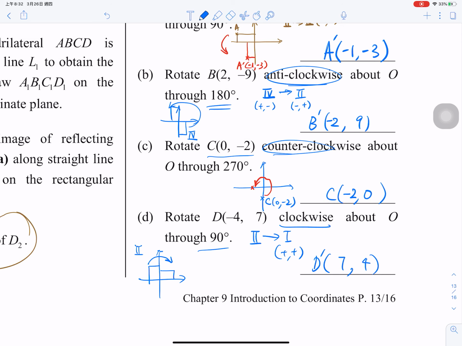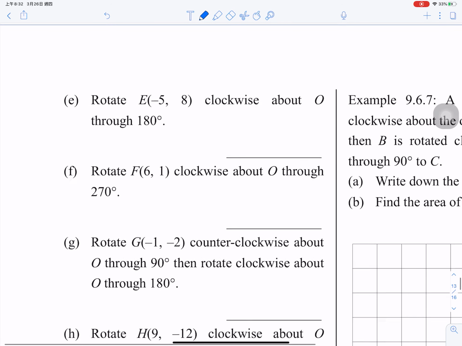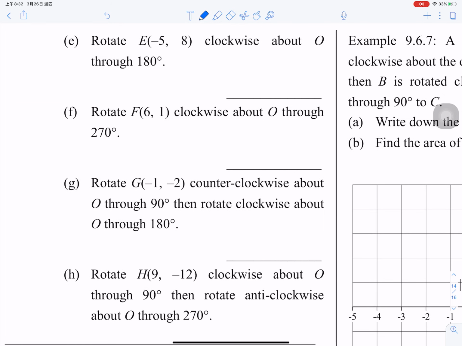Can you get it? Yeah. E, F, G. Can you do it now? You can think about this one. Do it by yourself first, and then later check your answer. Okay, I will go on. Let's see.